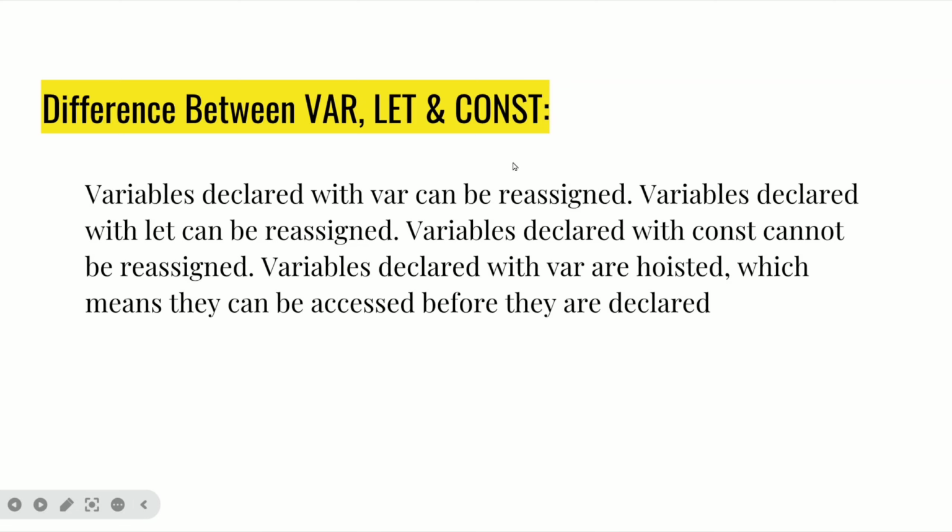Difference between var, let, and const. Variables declared with var can be reassigned, meaning we can change them. Variables declared with let can be reassigned, and variables declared with const cannot be reassigned. Variables declared with var are hoisted, which means they can be accessed before they are declared.